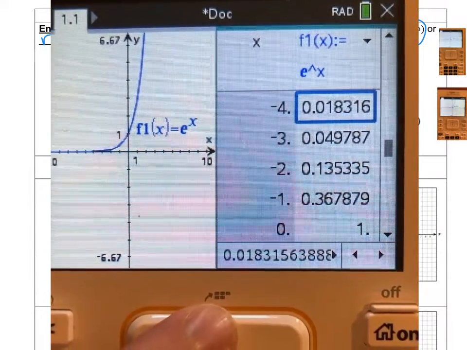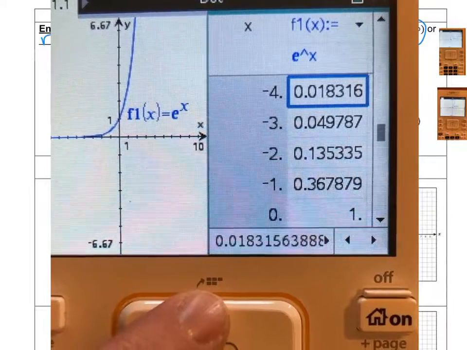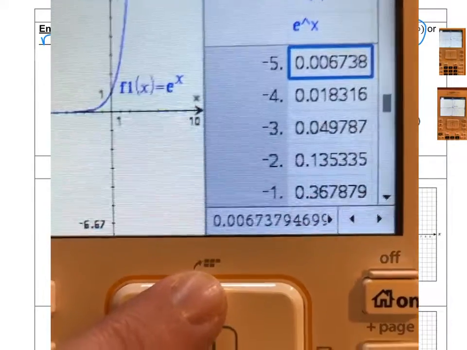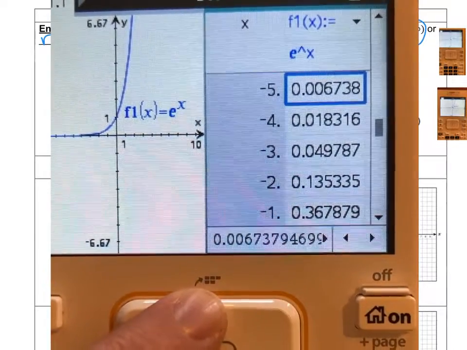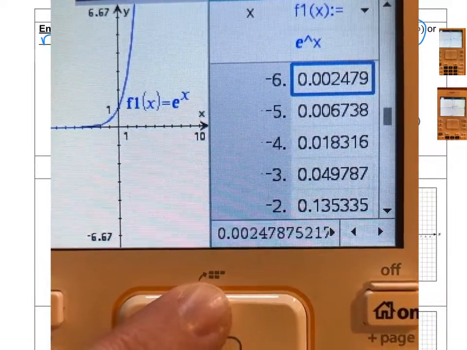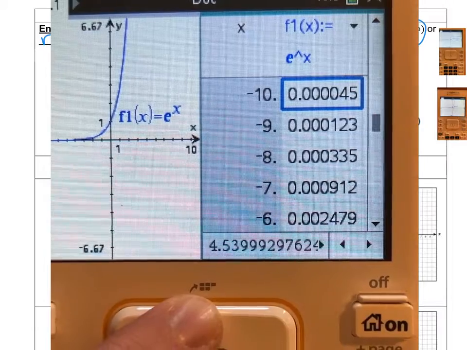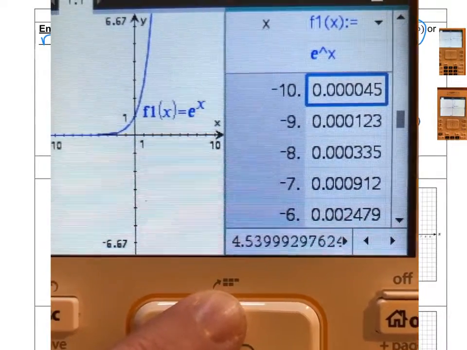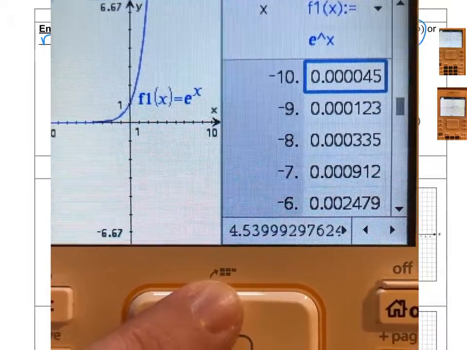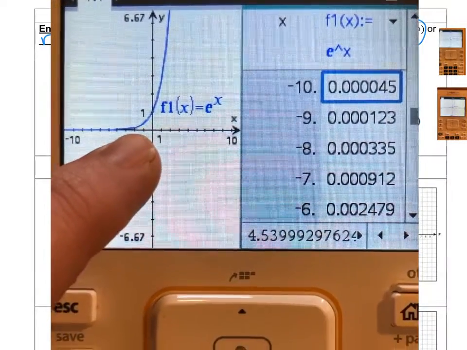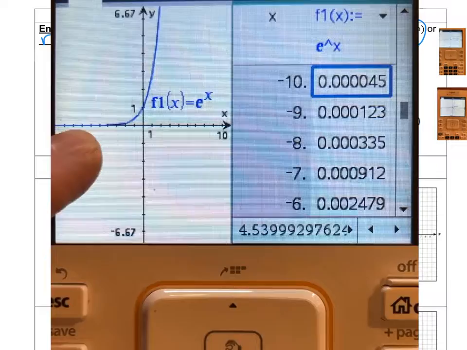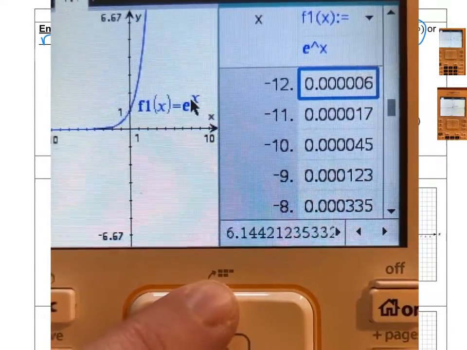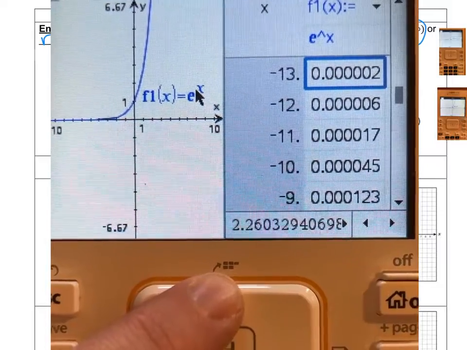Keep scrolling up because we're getting more into the negatives. Remember, our x's are approaching negative infinity, so we're just going to keep growing more into the negatives. We get 0.006 for -5. And when x equals -10, I get 0.00045. So what number do you think my y values are approaching? Obviously, we already talked about it, that they're approaching 0 because you can see that on the graph. But also, if I keep scrolling up, these numbers keep getting closer and closer to 0.